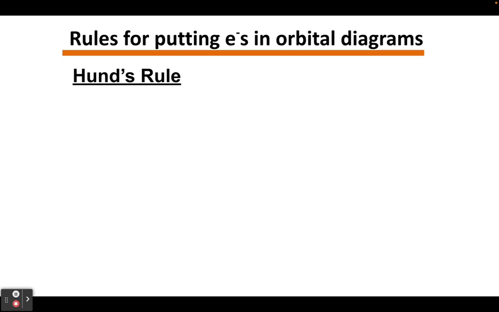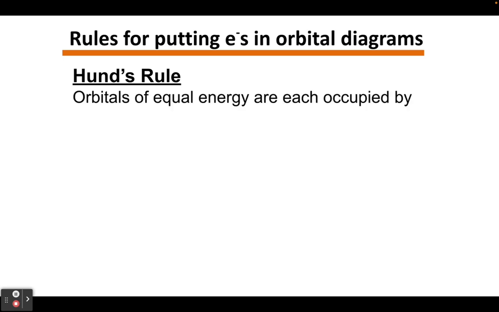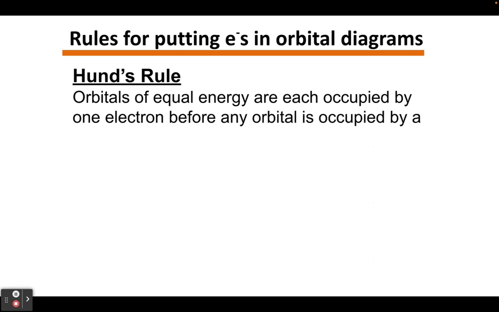And finally, we have Hund's rule. Hund's rule tells us that if we have orbitals of equal energy, they are each going to be occupied by one electron before any orbital is occupied by a second electron. So basically what that's saying is, if we have, let's say, our 3p orbitals at equal energy, we're going to put one electron into each p orbital first, one at a time, before we pair them up together. Once each p orbital has an electron in it, then you start pairing them up with each other one at a time.